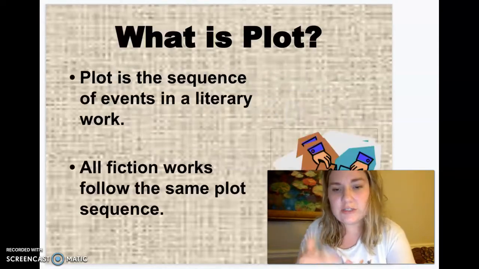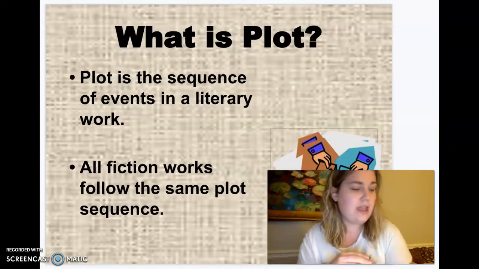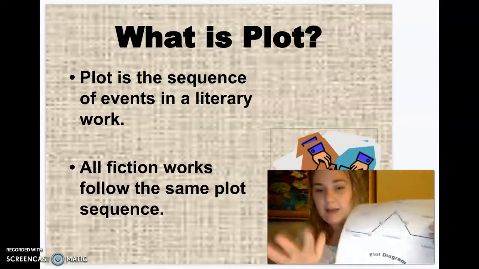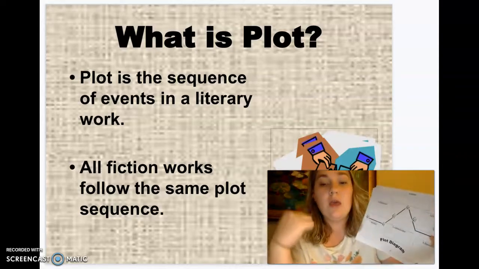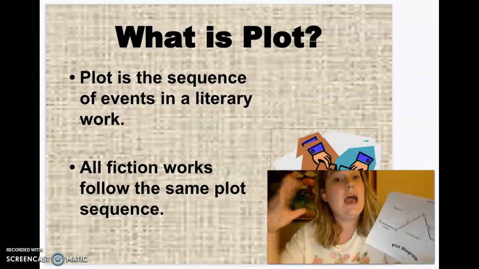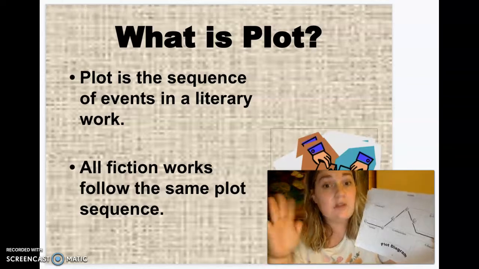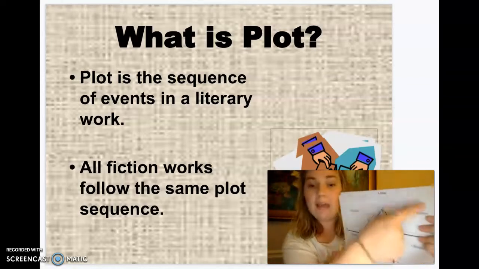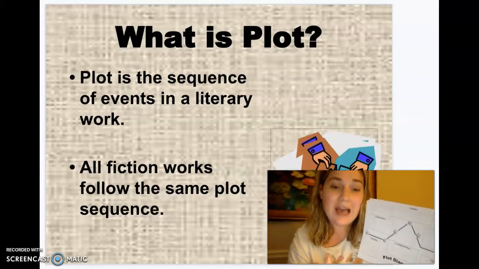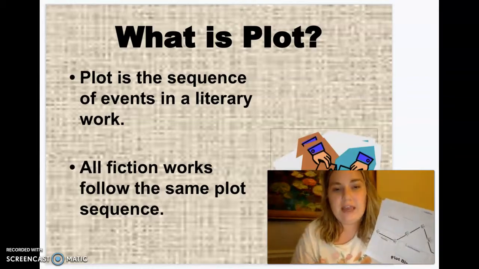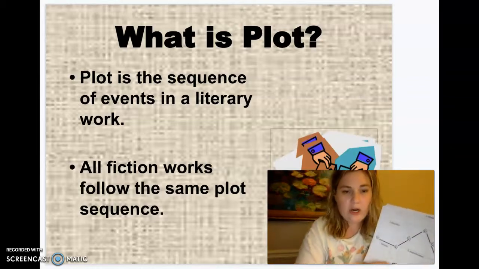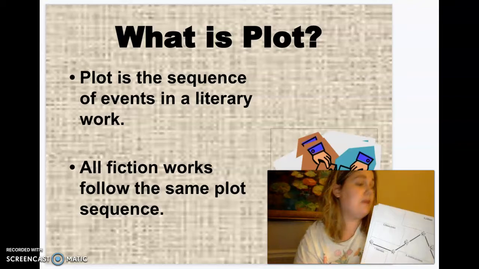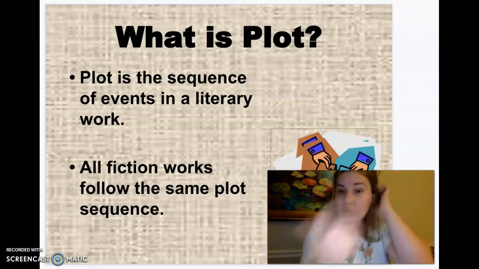So the question is, what is plot? Anywhere on your page, you don't have to write this, but if you feel like it will help you, and it might help you for a test or a quiz down the road, you can write that plot is the sequence of events in a literary work. They follow the same sequence of events. Let me give you an example.